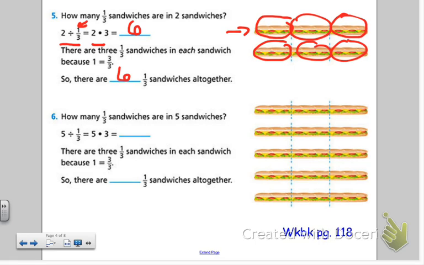How many 1/3 sandwiches are in 5 sandwiches? Well, yet again, you know that there's 3 thirds in every sandwich, and there's 5 sandwiches, so you're basically doing 5 times 3. Here was the original division problem, 5 sandwiches, dividing it into thirds, and that became 5 times 3. The second number, 1/3, became 3. There are 15 1/3 sandwiches altogether.